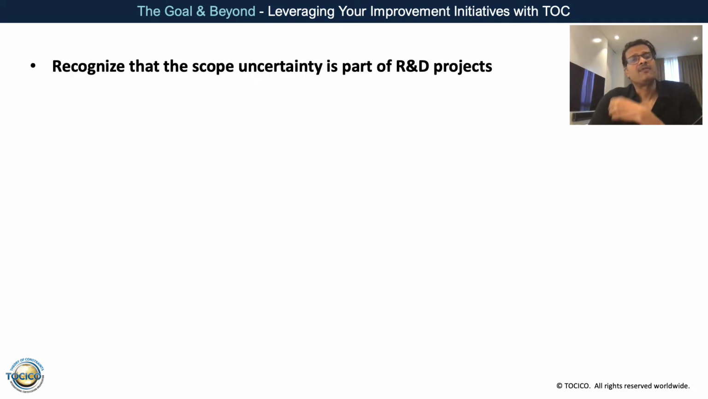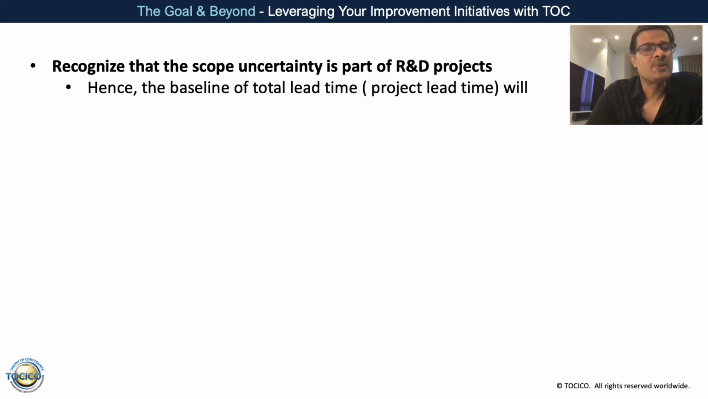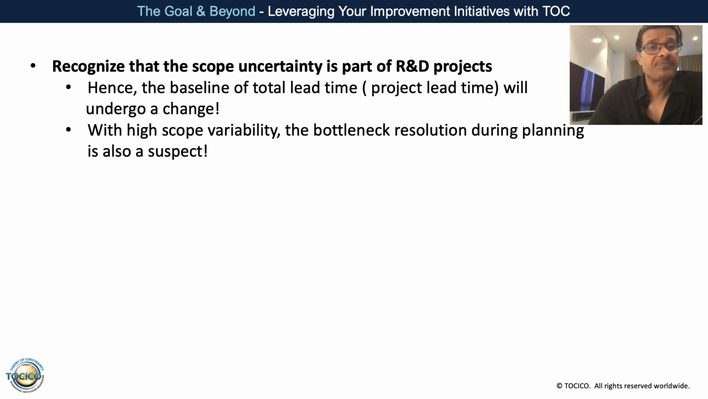Now, a very important part for us is to recognize that scope variability is part of R&D projects. We must first accept it, because once we accept it, then we can create a great solution. So when we say scope uncertainty is very high, it means that the initial baseline we have set for the project will undergo a change, okay? Which also implies that because of this high scope variability, the bottleneck resolution that I try to do during pipelining is a big suspect. Because if the scope changes, the so-called leveling of the load that I have done might be wrong, okay?